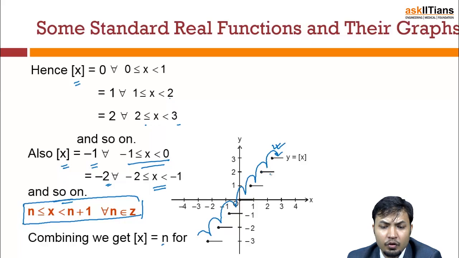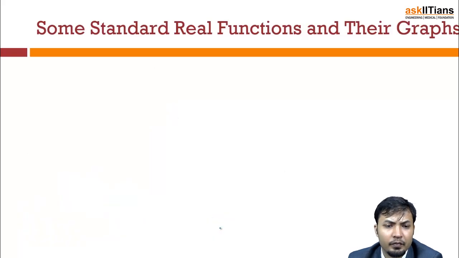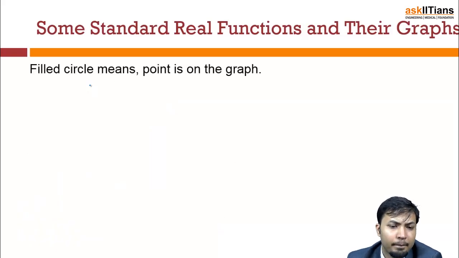Okay, so for every, let's say there is some value over here, maybe 1.9, that will lie at 1. Similarly at 2, for 3, so like this it goes on. Alright, now let's move ahead. A filled circle means the point is on the graph.